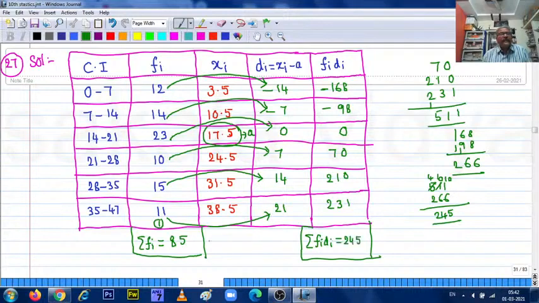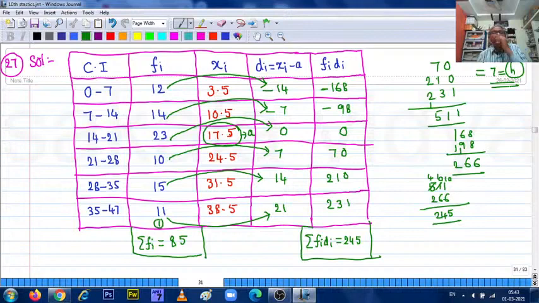So now n of these values, and also here 7 minus 0, 7 minus 0 is equal to 7. This will be the class size, h value will be obtained. So this is the a value 17.5, sigma Fi di 245, sigma Fi 85. Here we should know h value, class size, that is 7, 14 minus 7 also 7, 21 minus 14 also 7. So class size is 7.